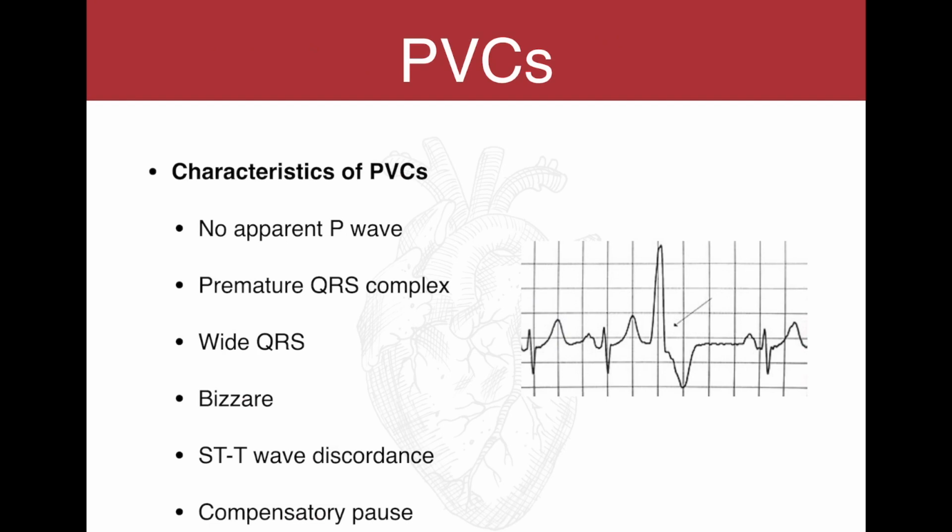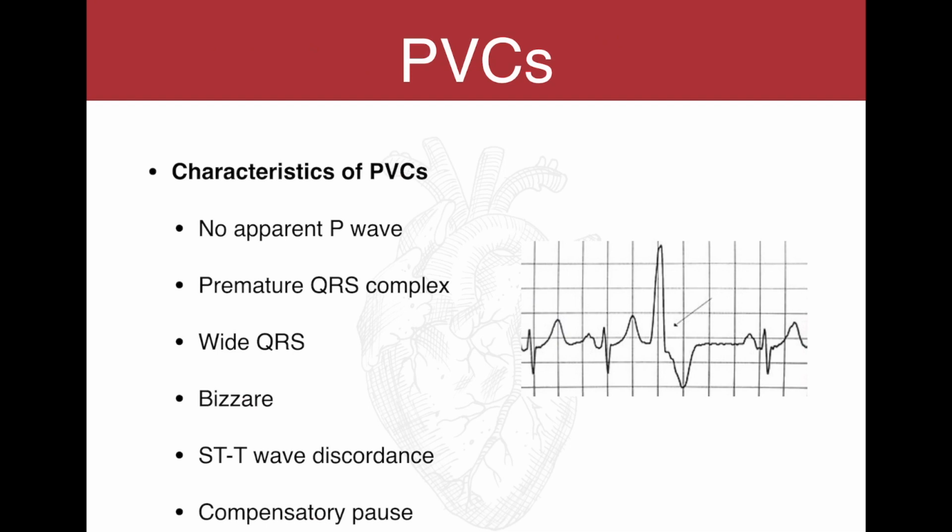So PVCs, here are your characteristics all summed up. There's no apparent P wave. Most of the time, there isn't any atrial depolarization occurring, but sometimes when you get that retrograde depolarization, that P wave is going to be hidden. We'll get to some examples a little later where you can occasionally see the P wave.